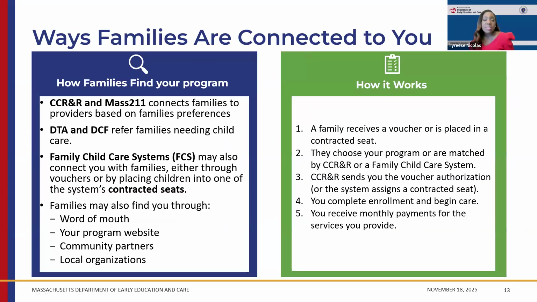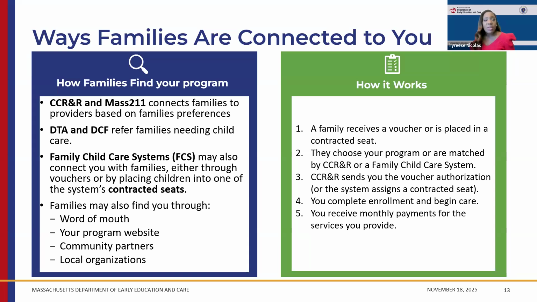Now that we've covered payments, let's look at how families get connected to programs. So earlier I spoke about CCR&Rs and family child care systems and how they support. The way that our CCFA families get connected to a CCFA provider is through our CCR&Rs and our statewide helpline or 211, what we call Mass 211, and also through our family child care system, in addition to direct referrals from DTA and DCF.